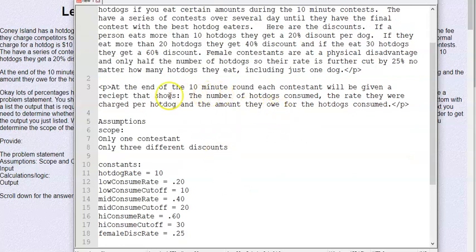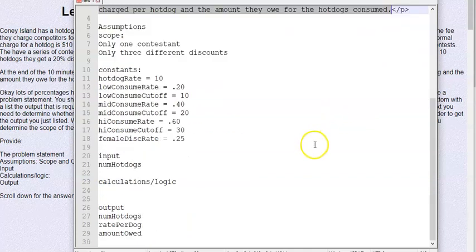So what did I do? It showed the receipt that they want right here. So I copied that and I pasted it down here. And they say they want to see how many dogs, how much per dog that they were charging, and then how much did the person owe for the hot dogs that they ate.